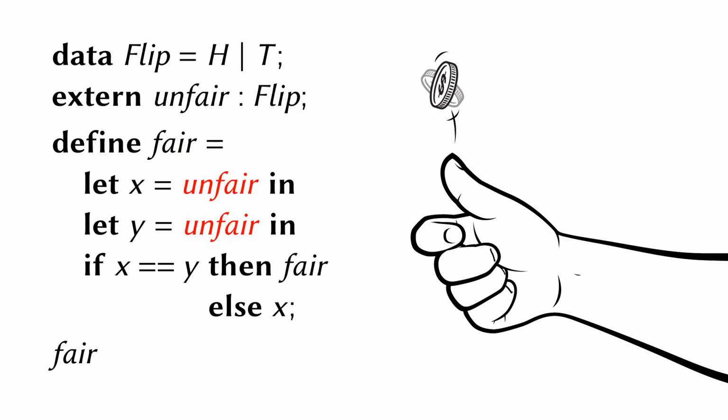Each of these two lets would perform a flip of the unfair coin, and then the procedure would either start over with this recursive call or end with the result x. Finally, the main program is just the fair distribution. I hope it's intuitive how you could run this program to actually perform von Neumann's procedure, but that's not how we usually use programs written in our language.